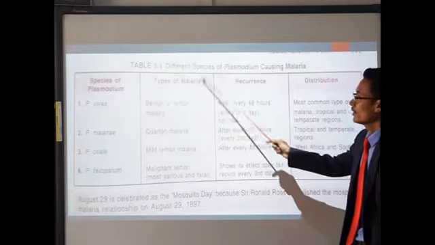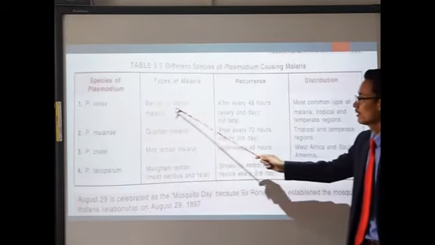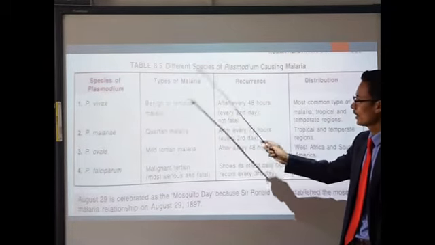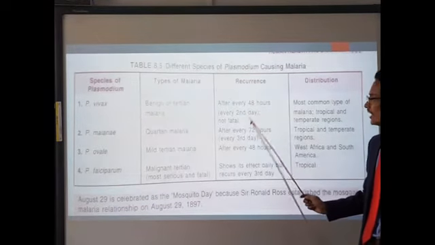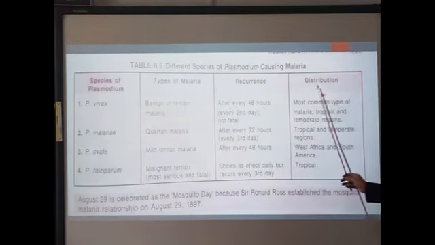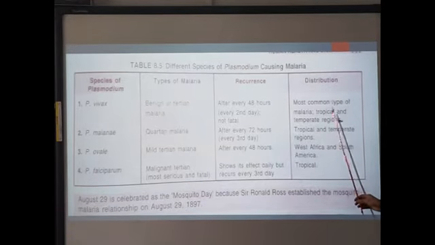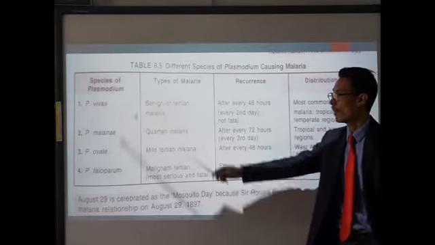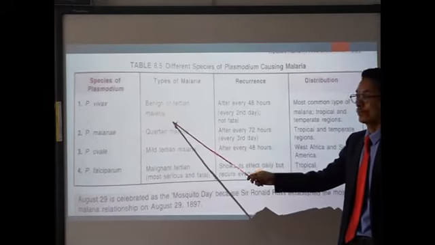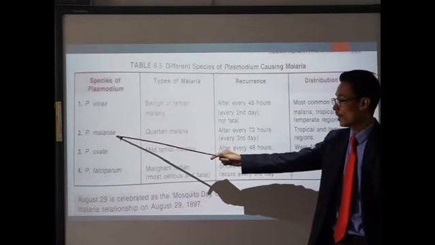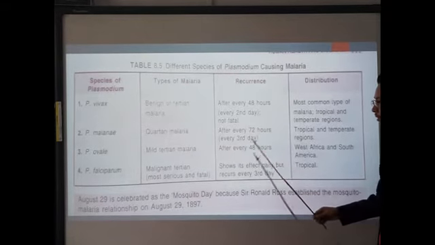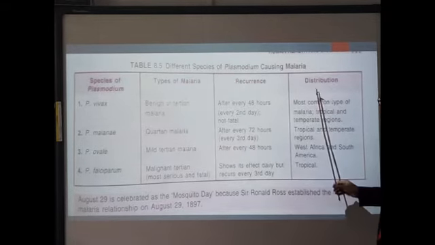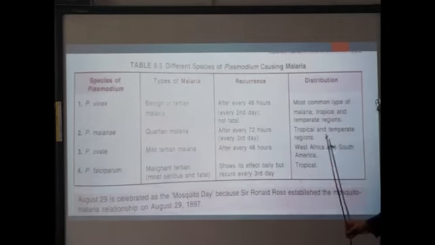The type of malaria caused by Plasmodium vivax is benign tertian malaria. Recurrence after every 48 hours, every second day, not fatal. Distribution: the most common type of malaria, in tropical and temperate regions. Then Plasmodium malariae causes quartan malaria. Recurrence after every 72 hours, or every third day. Distribution: tropical and temperate regions.